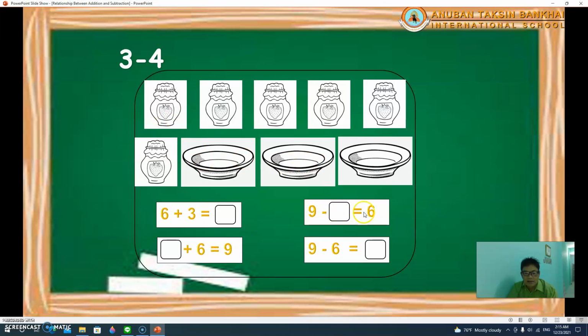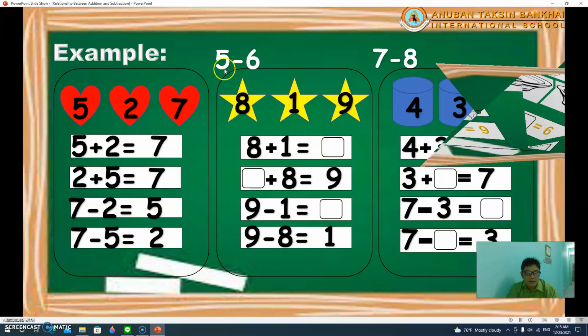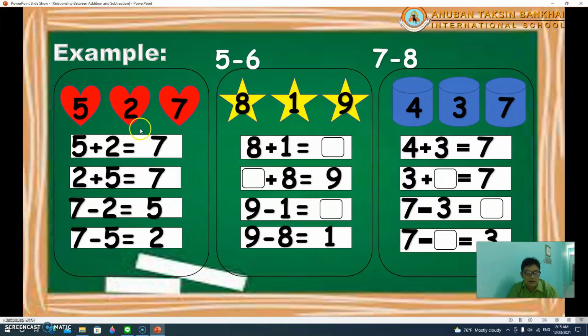9 minus blank equals 6. So 9 minus 3 equals 6. Or 9 minus 6 equals 3. Very good. Next. So another example.